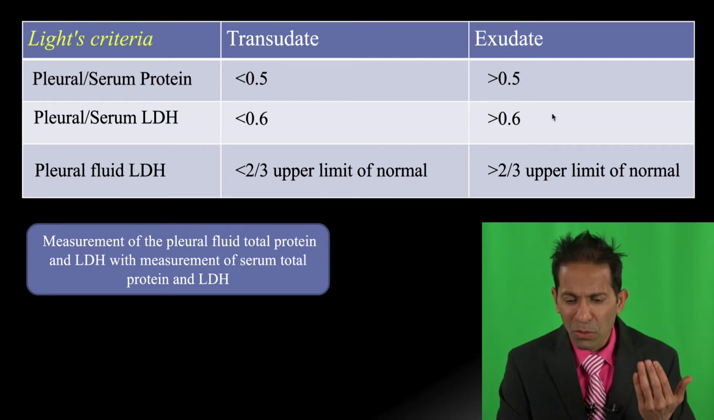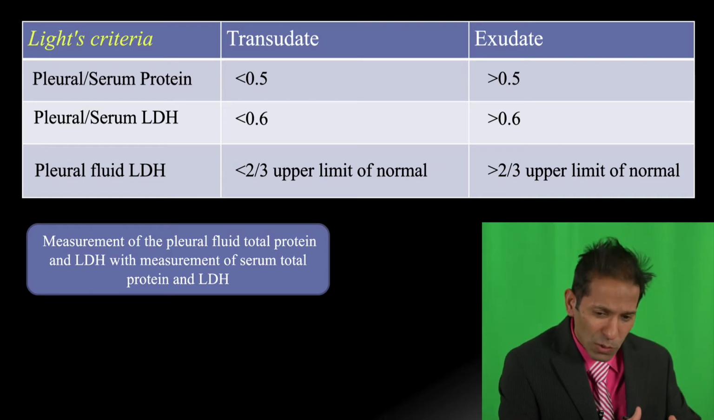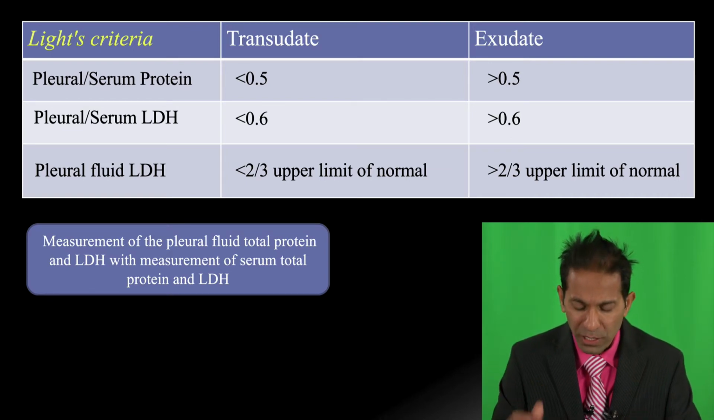So our patient, who was a smoker, had a pleural to serum protein ratio of 0.7 and a pleural to serum LDH ratio of 0.7. So the patient has a history of smoking, and most likely the patient has an exudative effusion.